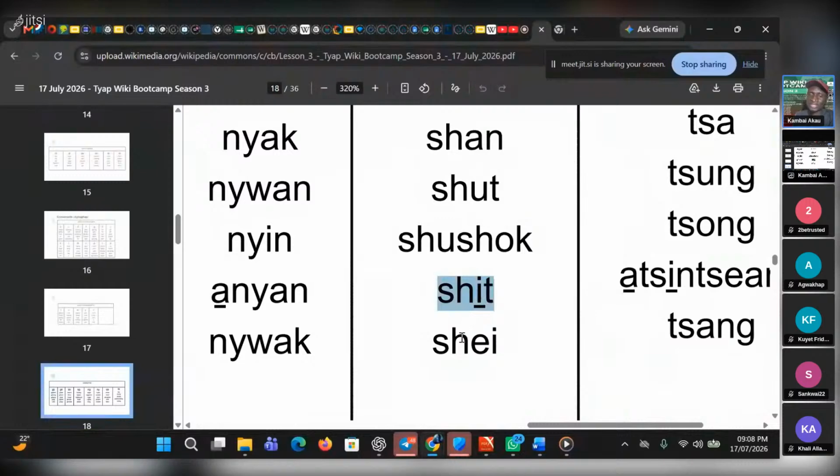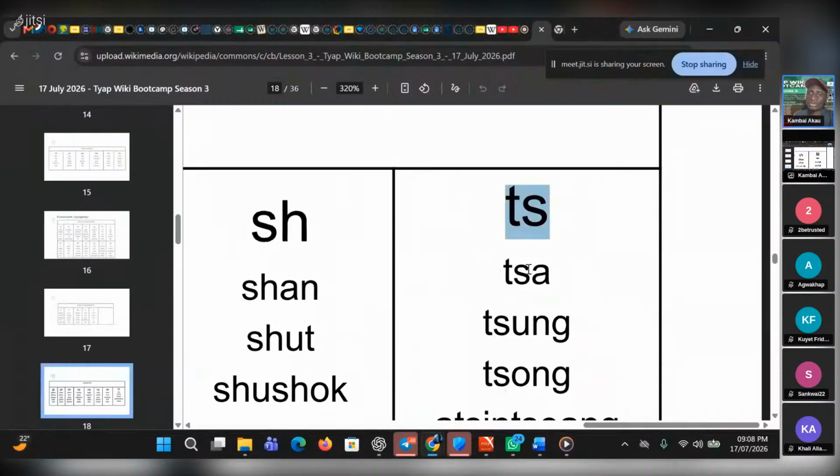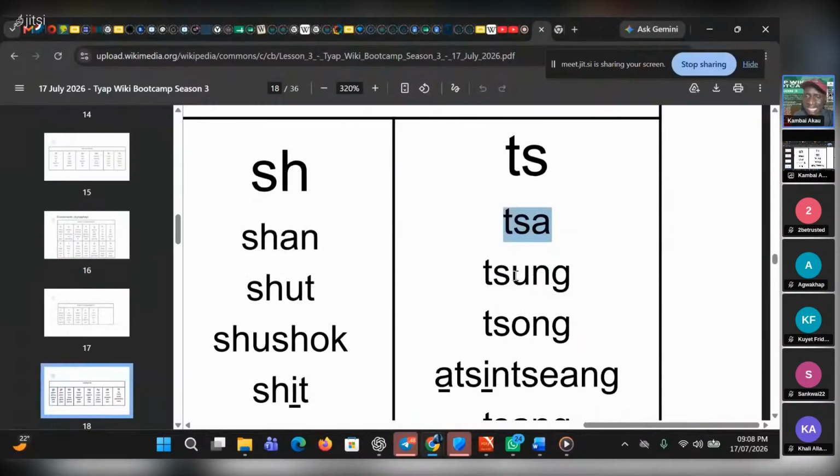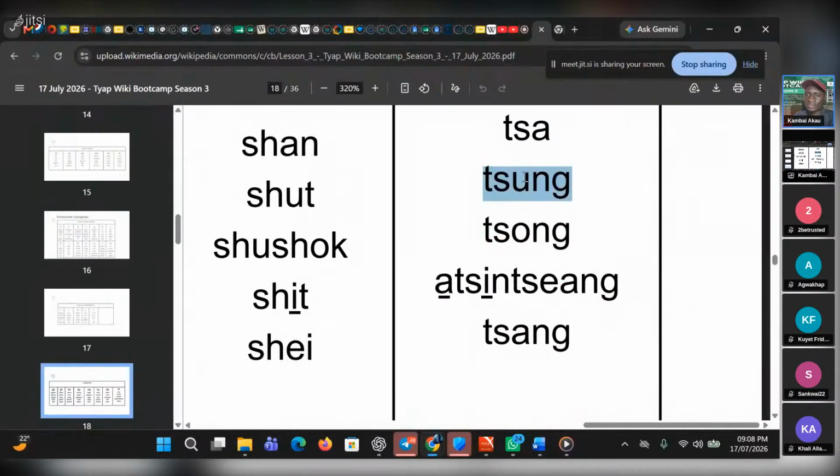And we have shay. And then we have the tsa sound. The tsa sound, we have the word tsa, to start or to begin something. We have tung. Is this one now mass or something? Tung.